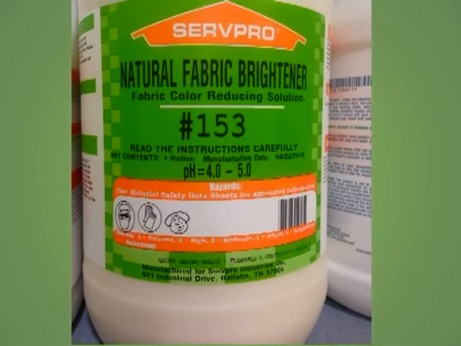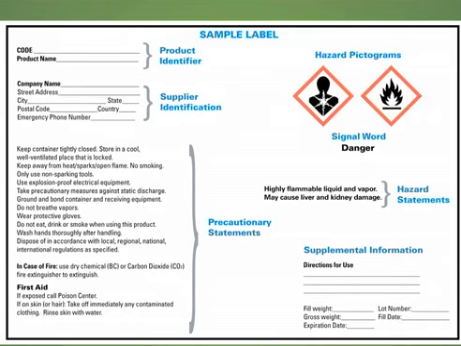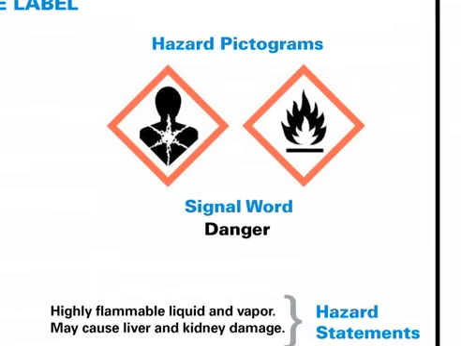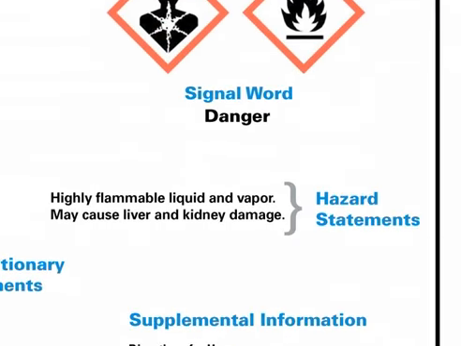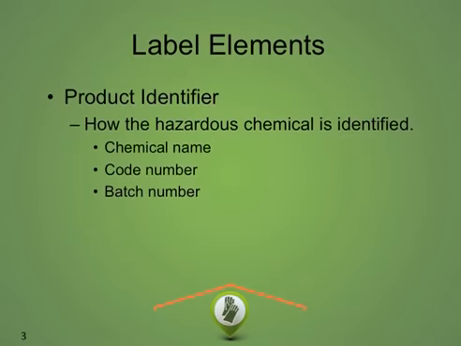This is an example of a current ServPro product label. And this is an example of a new GHS required product label. The new product labels have 6 main areas that we will be reviewing: product identifiers, signal words, pictograms, hazard statements, and precautionary statements. The first part of the product label is product identifiers, which, as you can probably guess, identifies a hazardous chemical. The manufacturer can decide the appropriate identifier, but it must include the chemical name, code number, and batch number. The same identifier must also be on Section 1 of the SDS.